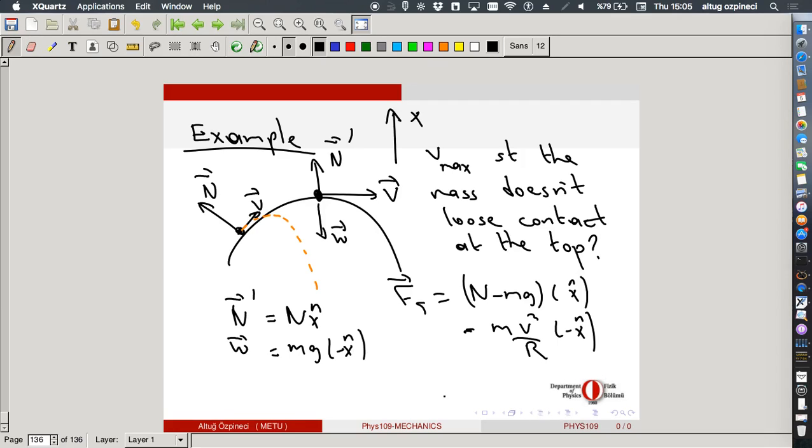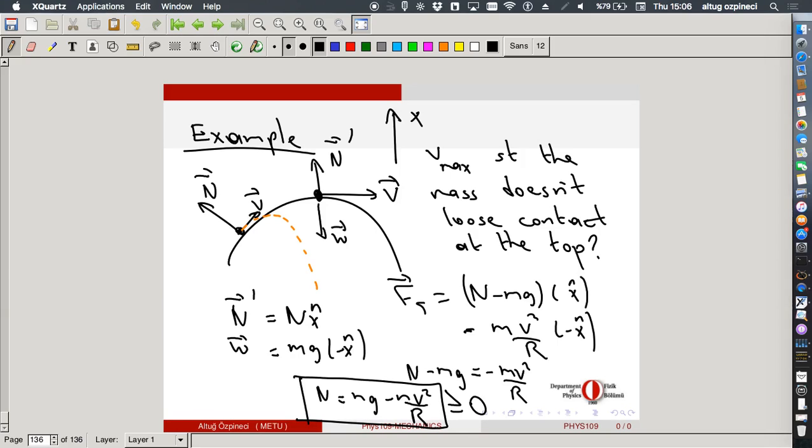So we have N minus mg should be equal to minus mv squared over r, if everything is correct, and N is equal to mg minus mv squared over r. And this should be larger than or equal to 0. This inequality gives you the maximum value of v if the object is not to lose contact. But the idea is exactly the same.